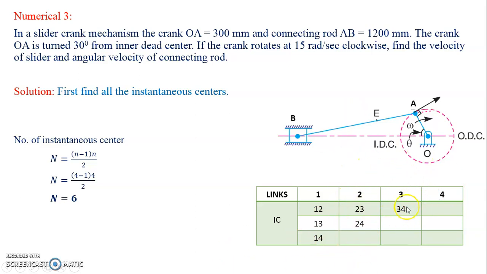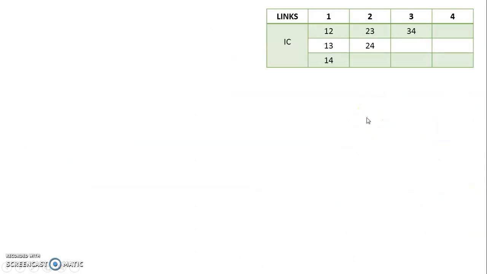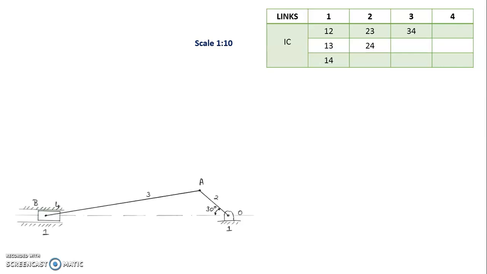Next, we are supposed to draw the slider crank mechanism in the answer sheet. How? Because the lengths of the crank and connecting rod are given, I have to suitably draw it to scale. Because the values are too high, we will take the scale of 1:10, and draw the sketch.